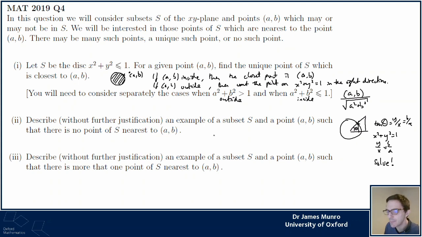Okay, part two asks about an example of a subset and a given point, AB, so we get to choose the subset and we get to choose the point, such that there is no point of S which is nearest to AB. And that seems a bit strange, right? Because if I make S some points, then I can find the distance from each of them to my point AB, and then maybe there'll be a closest one, right? But actually, you could do something like having a circle with no outside.